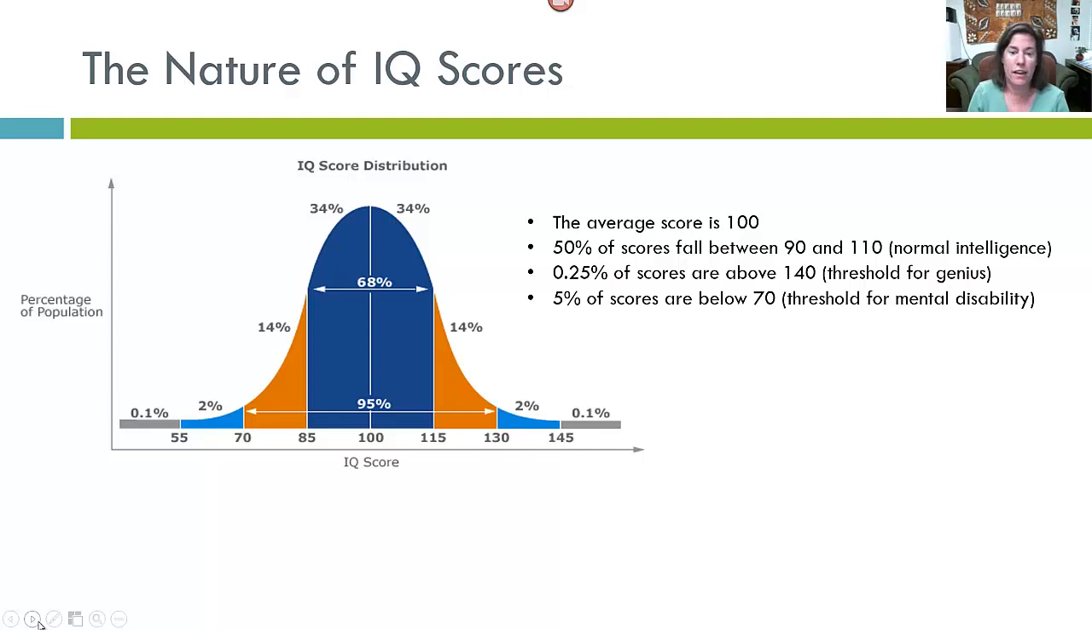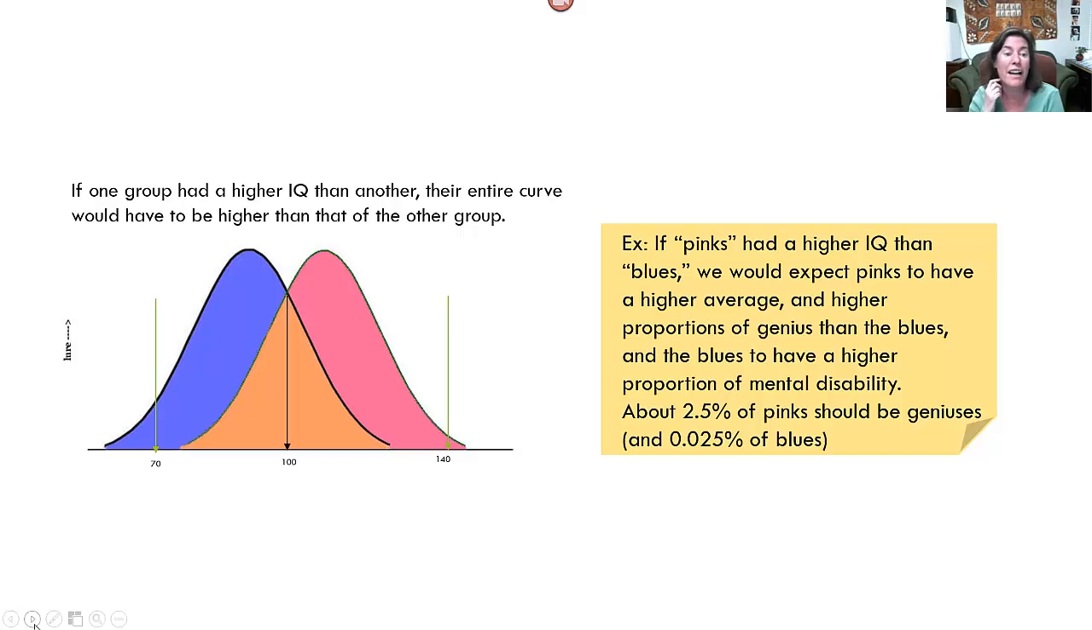So we see that this is a graph showing the nature of IQ scores, and this is the low IQ, this is high IQ, and this is the mean. The average score is 100. 50% of the scores fall between 90 and 110, which is considered normal intelligence. 2.5% of scores are above 140, which is the threshold for genius, and 2.5% of scores are below 70, the threshold for mental disability. If one group had a higher IQ than another, their entire curve would have to be higher than that of the other group.